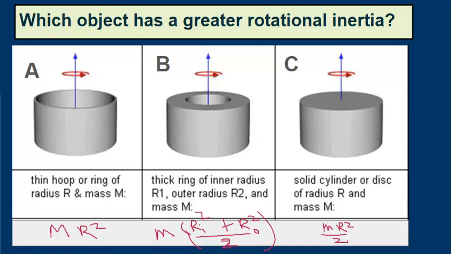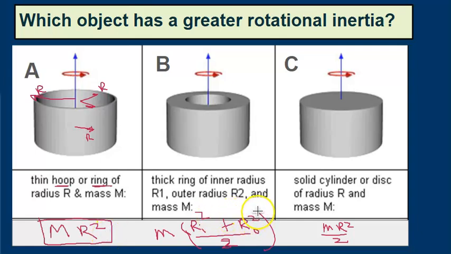Okay, and again, these are the equations for I. I tend to call this a ring. Sometimes it's called a hoop. This should make sense that it is mr squared, because all of the mass, if this truly has no width, every little single bit of mass, no matter where you look at it, is r away from the pivot. And that's the definition of rotational inertia.